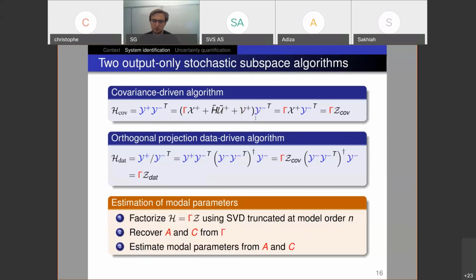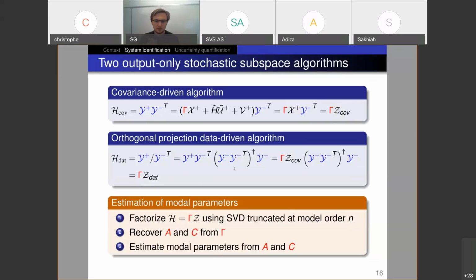And so when they are uncorrelated, they converge to zero at infinity, and this results in the fact that we can factorize the gamma from our subspace matrix HCO. So here on the left we can see gamma, and on the right we can see the controllability matrix that relates to the covariance-driven algorithm, which is basically covariance between the future states and then the data matrix of the past outputs.